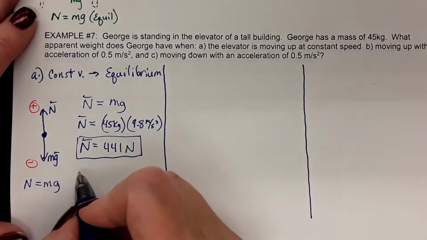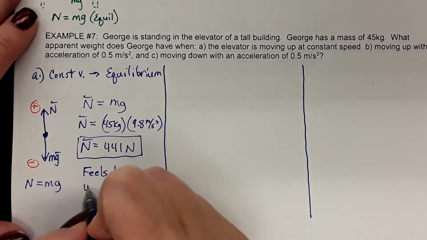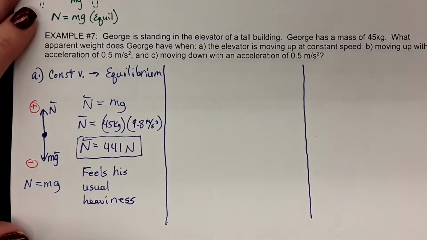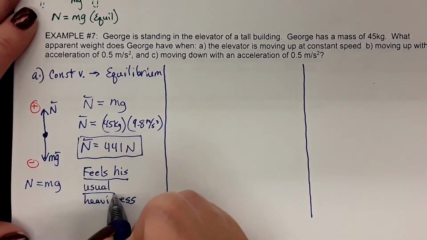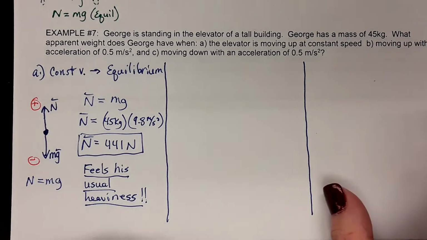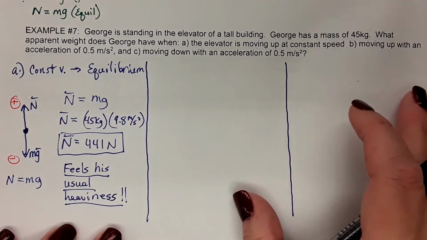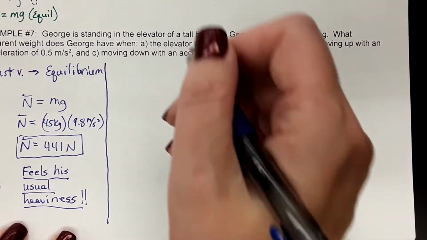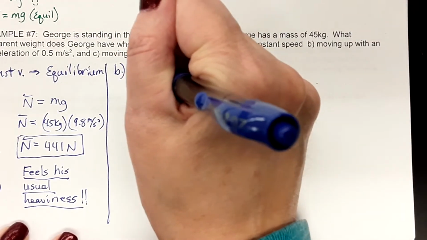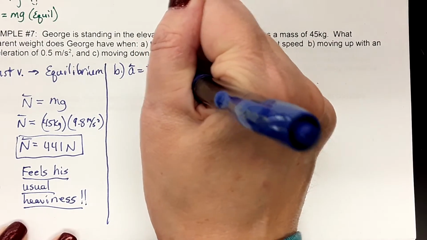So what does he feel? George feels his usual heaviness. He feels like he normally does if he's just sitting in a chair somewhere. Now, the situation is going to change next, however, because now George is moving up with the elevator with an acceleration of 0.5 meters per second. So let's take a look. Part B, George has an acceleration of positive, because that's upward, 0.5 meters per second.